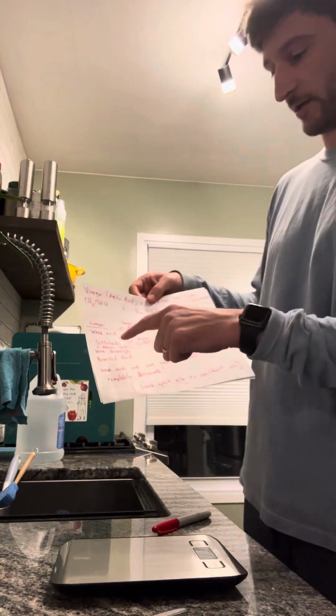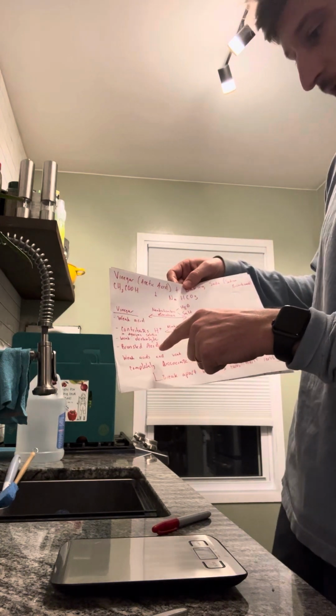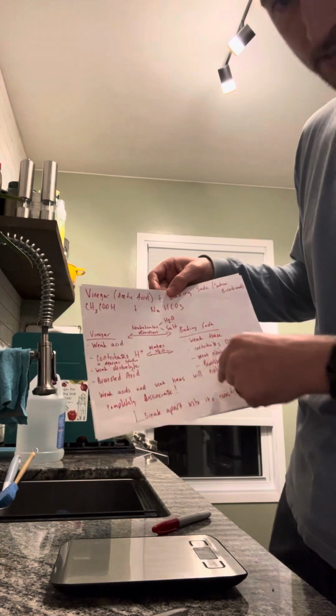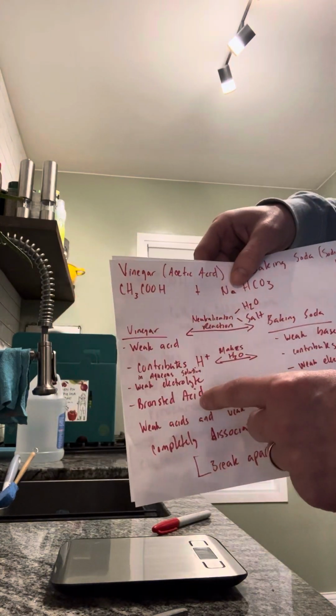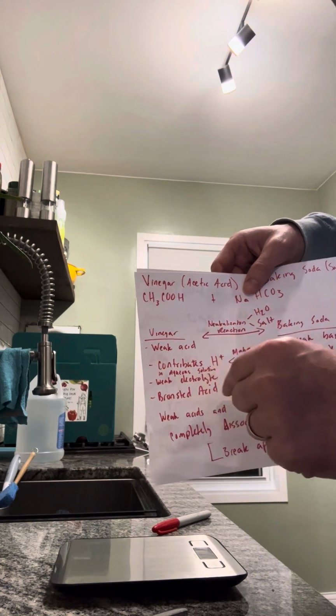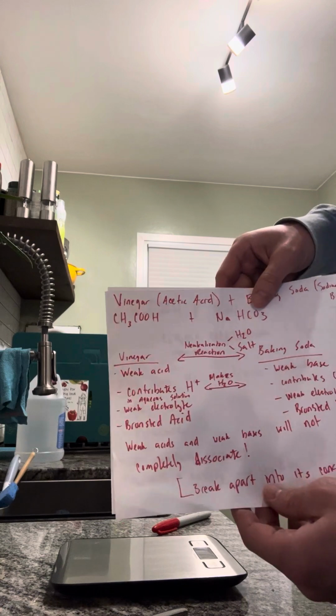So what do we know about vinegar? We know that it's a weak acid, which means that it's a weak electrolyte. It's a Bronsted acid. I'll bring this a little bit closer because I realize you probably can't see. It's a Bronsted acid, which means that it's going to contribute a hydrogen ion when it's in an aqueous solution.